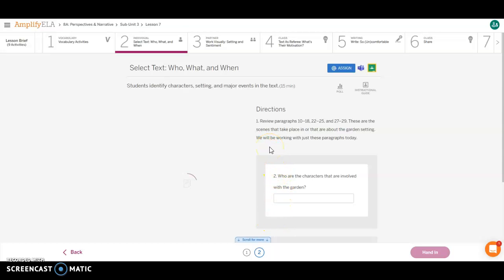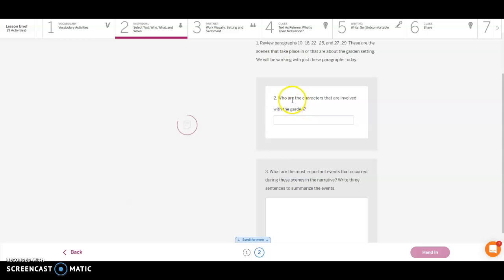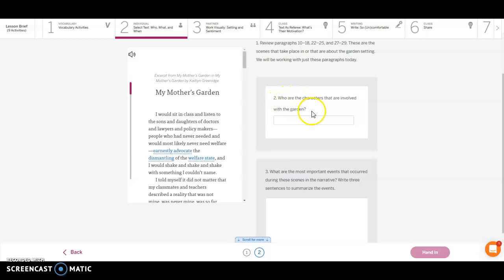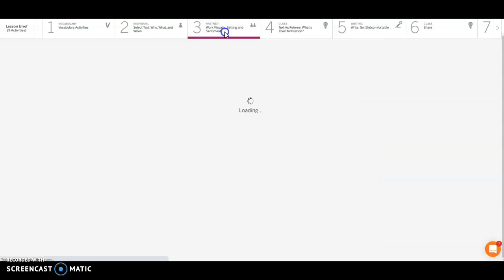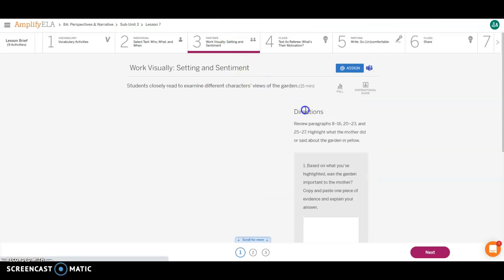And you're going to read these specific paragraphs. And these scenes take place around the garden. So we're going to be working in these paragraphs today. Number 2, who are the characters that are involved with the garden? So who actually is involved? And then what are the most important events that occurred during these scenes? You're going to write 3 sentences that summarize these events. So in these scenes about the garden, what are the most important things that happen? You're going to go to card 3 then, activity 3.